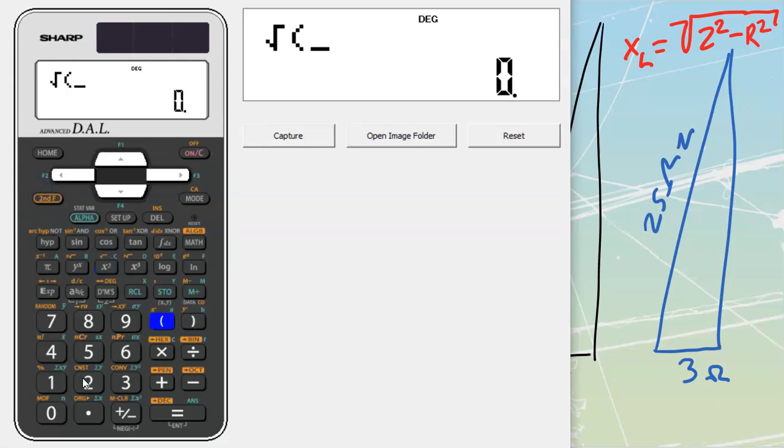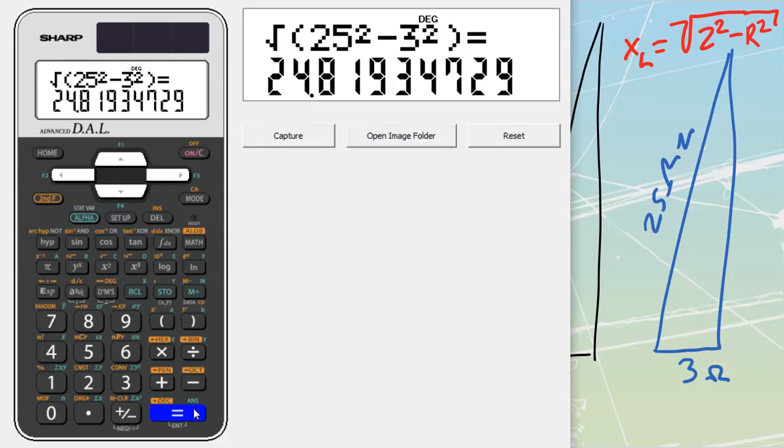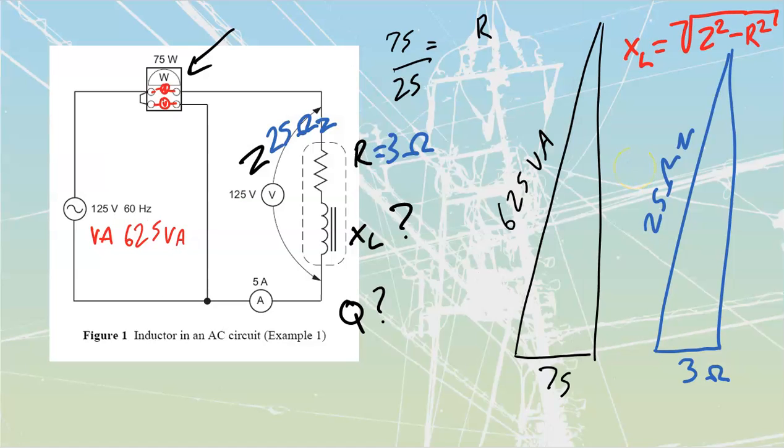Second root, bracket, 25 squared minus 3 squared, bracket, equals 24.82 that we would have for that. They're rounding inside of the book to 24.8, so we will just do the same as well. 24.8 ohms XL. This one over here, 24.8 ohms XL.